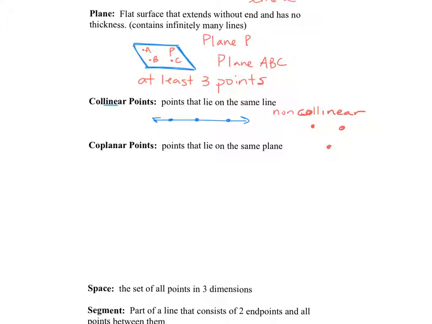Same thing goes with coplanar, okay? If you're thinking of a plane, right, that's like our parallelogram setup. If there are lines that lie on the same plane or points that lie on the same plane, we call them coplanar. So if my plane looks like this, and I have X, Y, and Z, I would say those 3 points are coplanar.